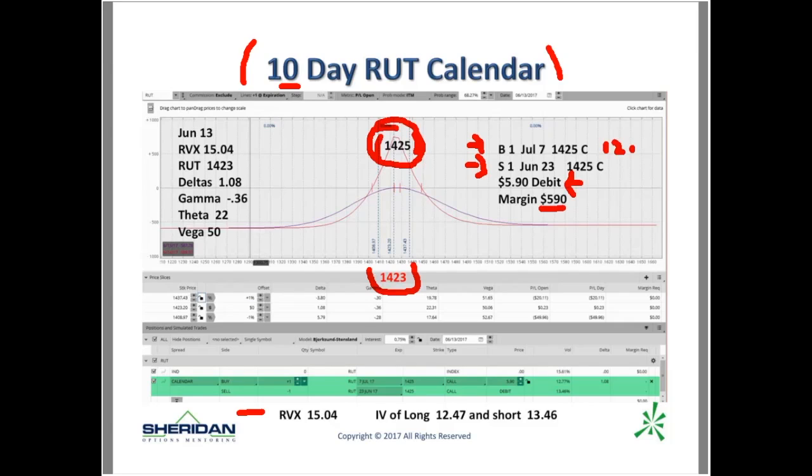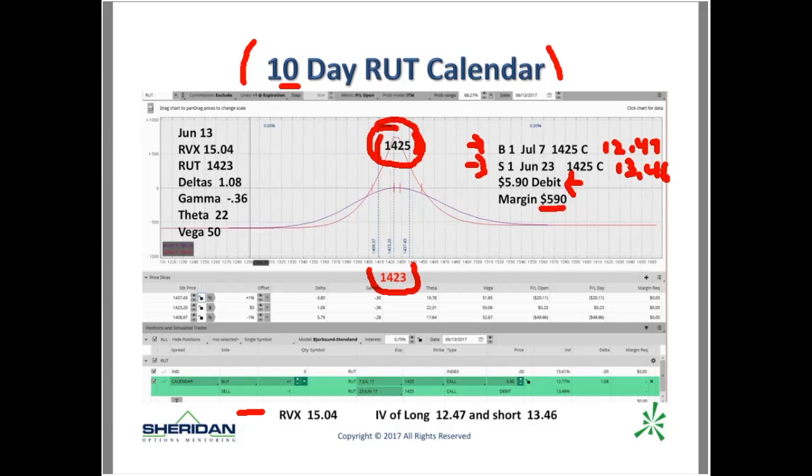And so with the RVX at 15, the implied volatility of my long option is 12.47, and my short option is 13.46. So the one I'm selling has higher volatility than the one I'm buying. You don't usually find it like that, only if the market's been going down a little bit. But here is your graph at expiration.